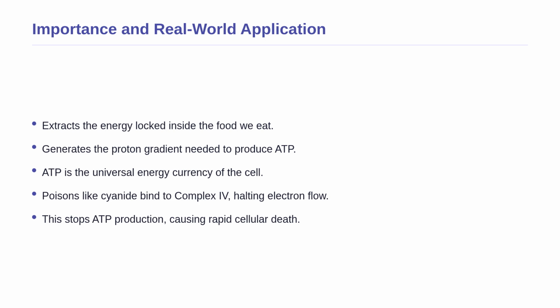You can see its critical importance in real-life scenarios involving poisons like cyanide or carbon monoxide. These toxic substances bind directly to complex 4, instantly halting the flow of electrons, stopping ATP production, and causing rapid cellular death.